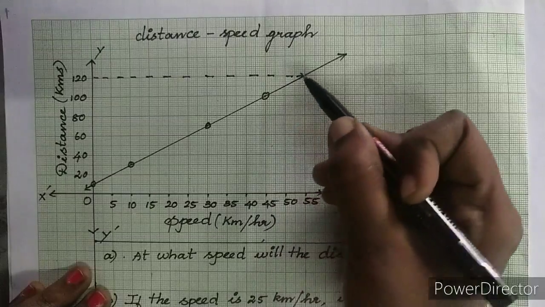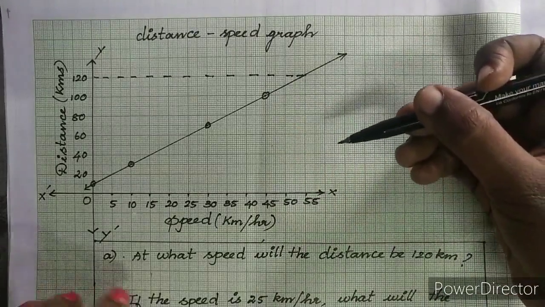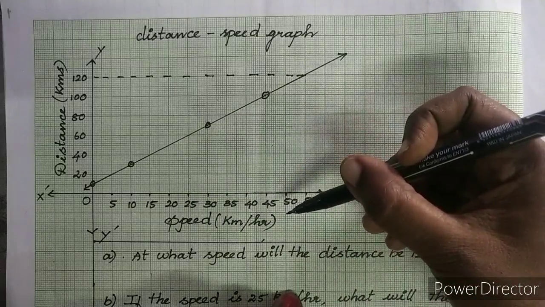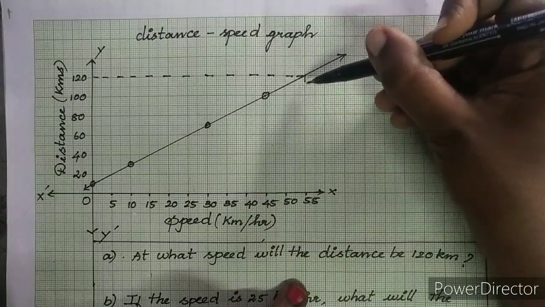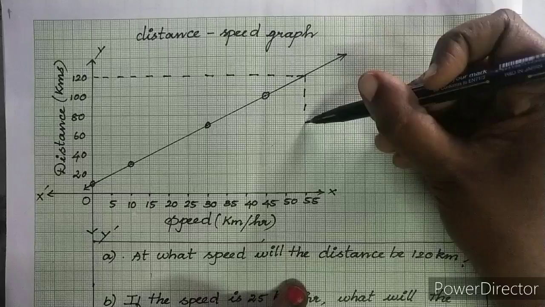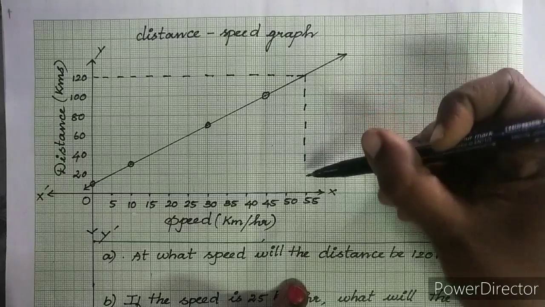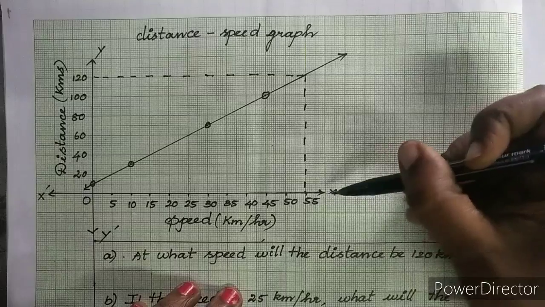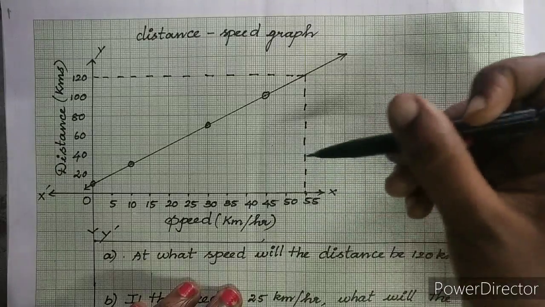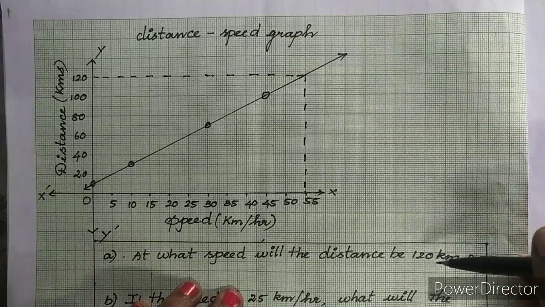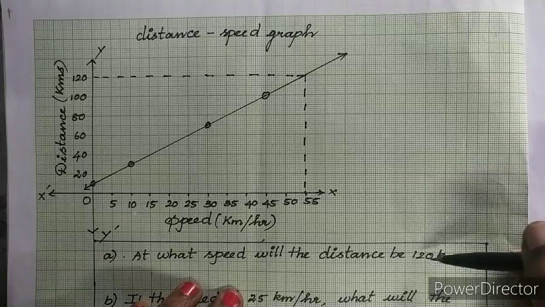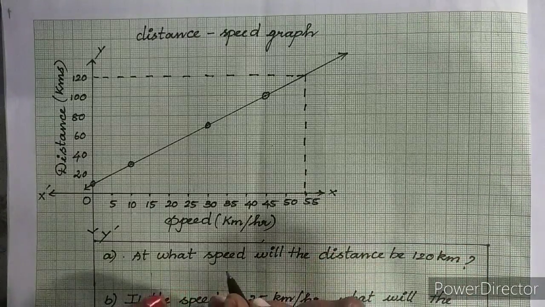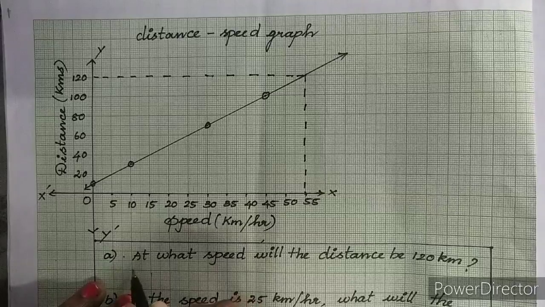After reaching our line graph, we will move towards the x-axis to find the speed in kilometers per hour. We are reaching the point 55 on our x-axis. So for the distance covered of 120 kilometers, the speed will be 55 kilometers per hour.